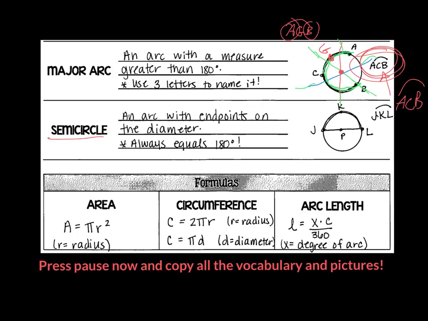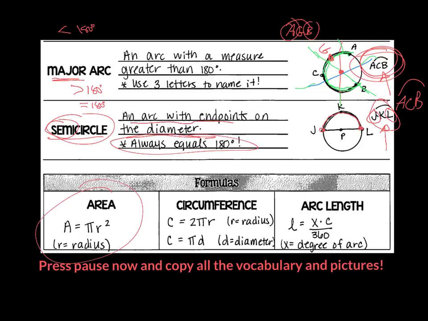Now this leads us into a semicircle. What's a semicircle? A semicircle is an arc with endpoints on a diameter, and it is exactly 180. So major arc, greater than 180. Minor arc, less than 180. And a semicircle, exactly 180, or half the circle. So you start at J, go through point K or any point along the way, end at L. And we'll notice the same three-letter piece where J and L are our endpoints and K is just one of any points that it goes through.